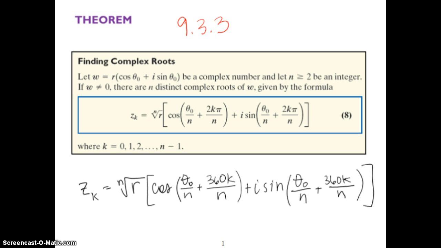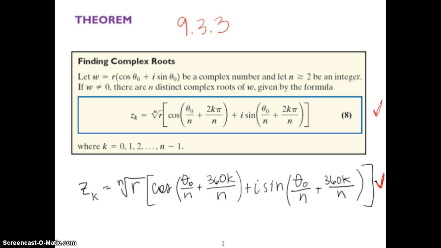If you need to find square roots, your n value would be 2. If you need to find cube roots, your n value would be 3. I've shown here two formulas. The book gave us a formula for if you're looking at these in terms of radians, which would be this formula. And then I've handwritten out the formula that you would use when you're working in degrees. For most of these problems we've been working with in the book, we've been using degrees.